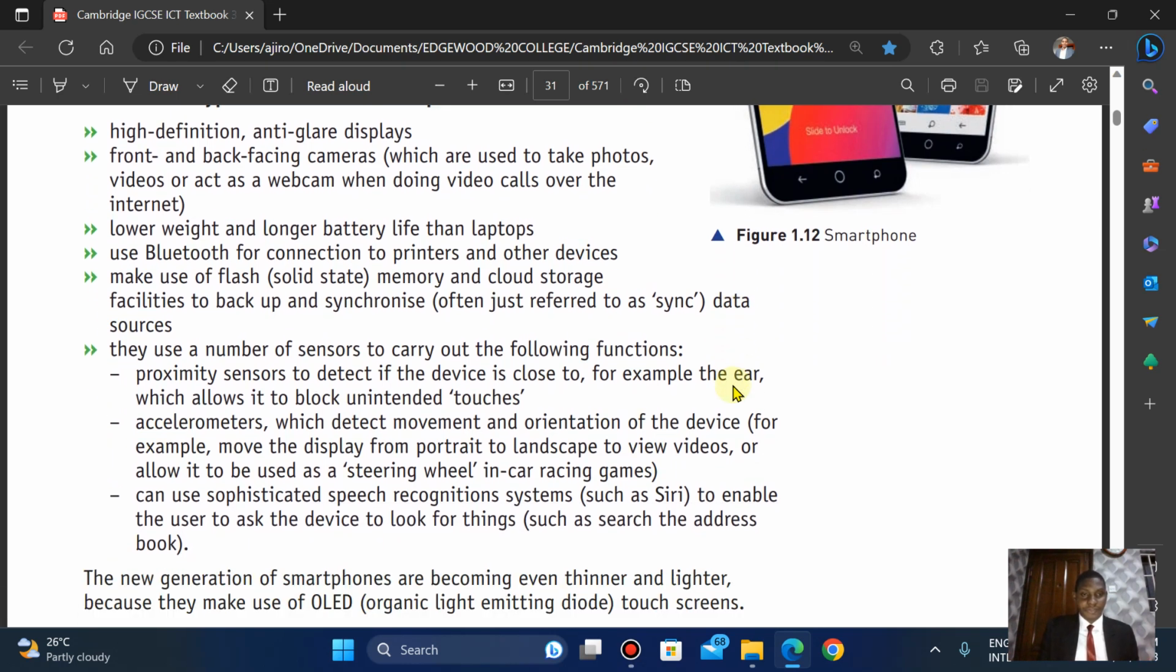The accelerometer detects movement or rotation of the device. You can actually activate this as well to display in landscape, to view videos, and it allows you to steer, like in racing cars. So yeah. Speech recognition: you can talk, like, hey Siri, and it comes up right here, right, to enable the user to ask the device to look for things.